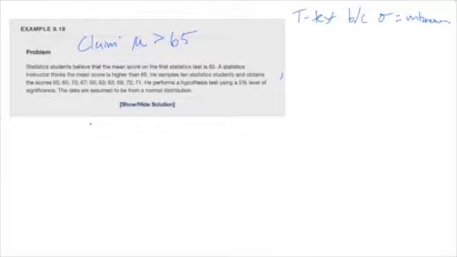This is a t-test because we don't know sigma. We're never given a population standard deviation. Okay, so the claim is that the statistics professor thinks the mean score is higher than 65. So he thinks the mean is greater than 65. Since this does not have an equal to, that's our alternative hypothesis.